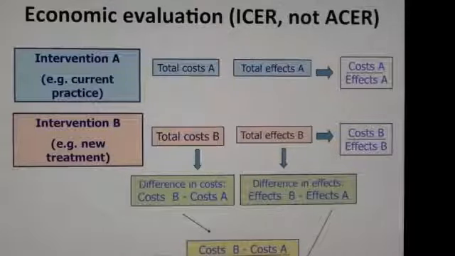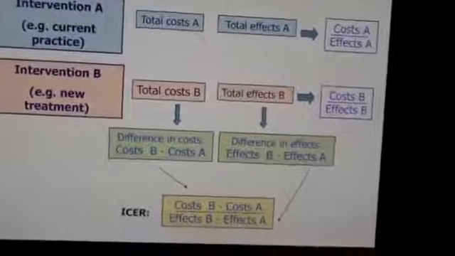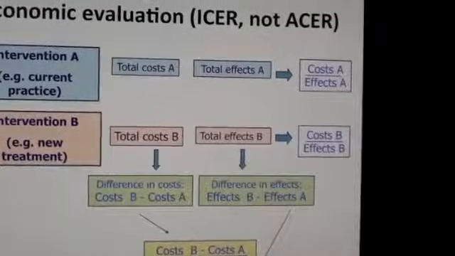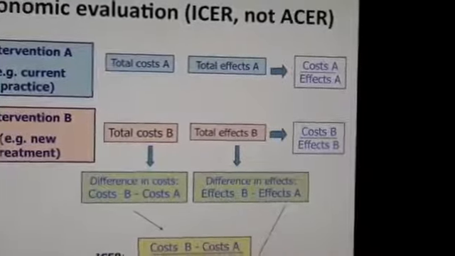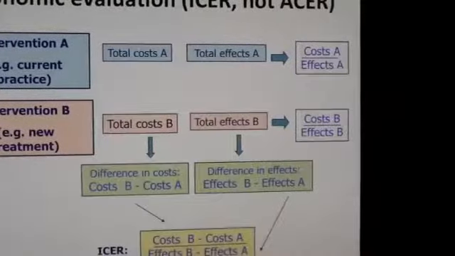The types of costs that we put into total costs for A and B really depends on the perspective of the economic analysis that we're undertaking. So we have total costs A and B, and what we want to calculate is the ICER, which is shown at the bottom here. The incremental cost per incremental effect. We do not want to make a decision or stop at calculating the average cost effectiveness ratio for A and B.